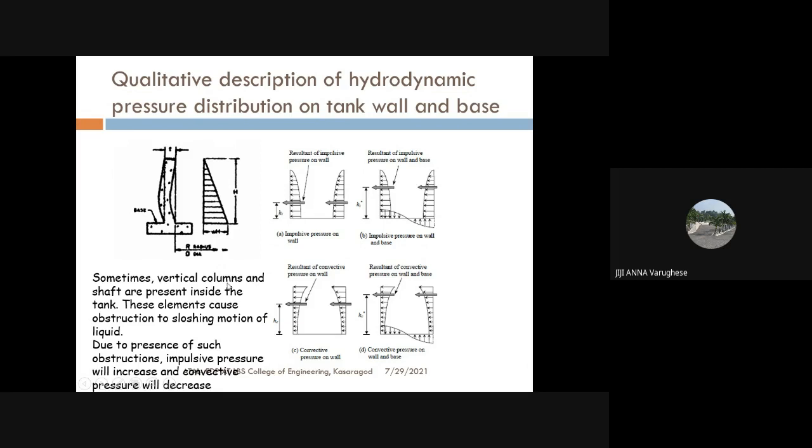But sometimes, if it is a very huge water tank, we usually provide columns and shafts or baffle walls inside the water tank. In that case, the code says that convective pressure will decrease and impulsive pressure will increase if there are columns or a baffle wall present inside the water tank. So this figure highlights only the distribution of hydrodynamic pressure acting on the sidewall as well as the base slab. And in the coming slides, we will quantify the pressure values for both the impulsive and convective modes.